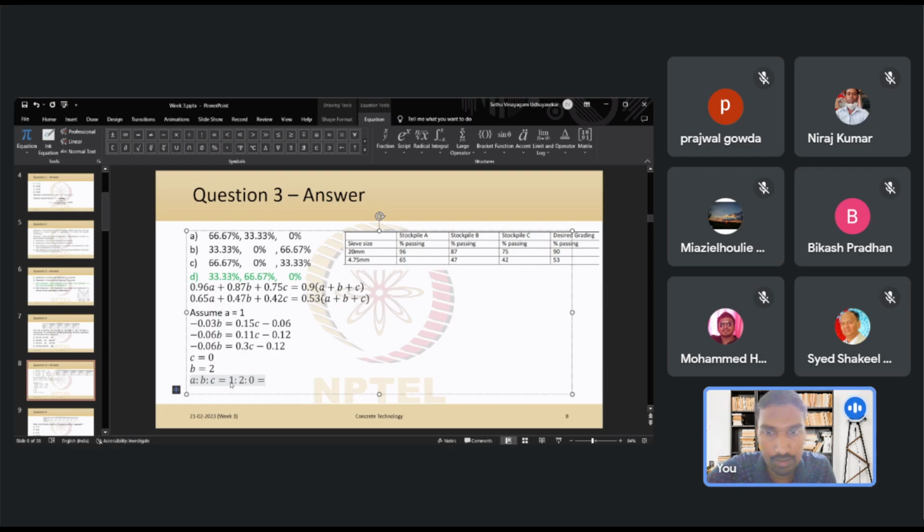Or we can write it in another way. If we divide by the sum, which is 3, we get 0.33 is to 0.67 is to 0, right? So that is option D, right? So A should be 33.33%, B should be 66.67%, and C should be 0, right? So if we blend the three stockpiles in that ratio, then we can get the desired grading that we require.